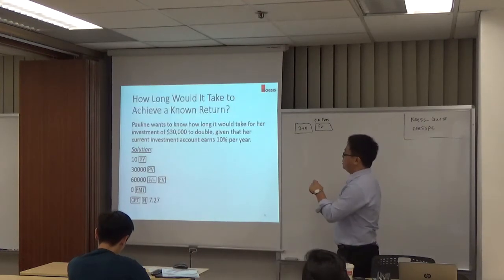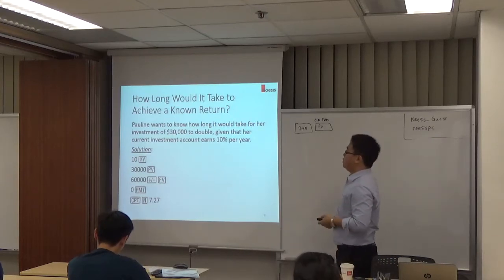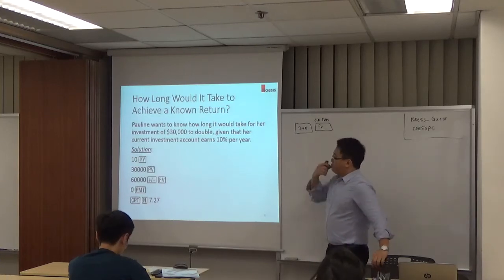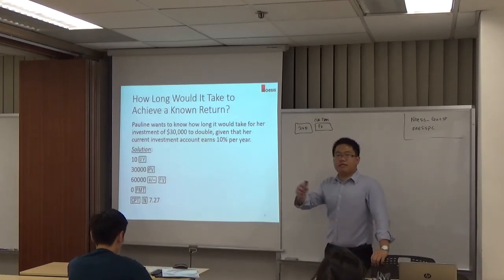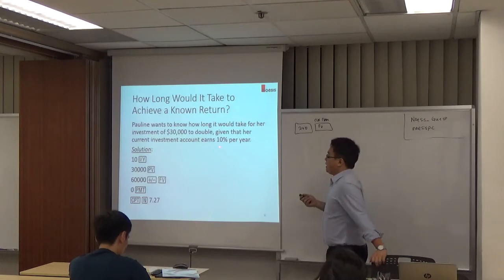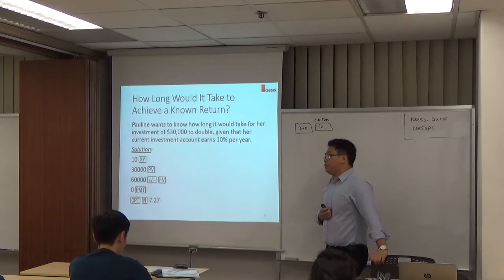Okay, next part, the last part is, how long would it take if you want to achieve a known return? Now, let's say Pauline wants to know, if she invests 30,000 today, how long would it take for it to increase to 60,000? Given that her investment account earns 10% per year, how long would she have to wait?